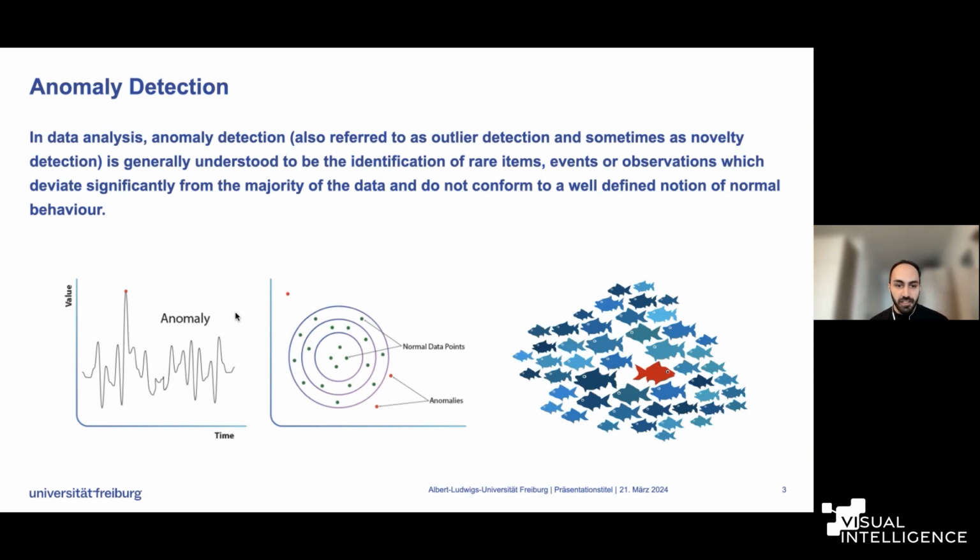Initially, I want to define anomaly detection, and the definition I found on Wikipedia is that in data analysis, anomaly detection is generally understood to be the identification of rare items, events, or observations which deviate significantly from the majority of the data and do not conform to a well-defined notion of normal behavior. However, nowadays I would argue this term "significantly" is not correct anymore. A slight deviation should sometimes also be identified as an anomaly.